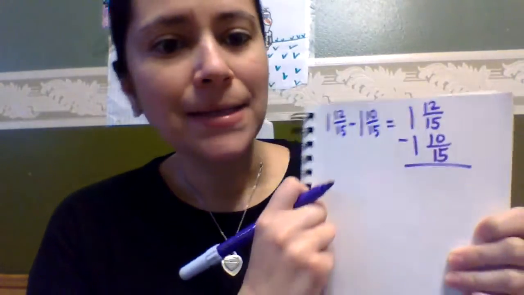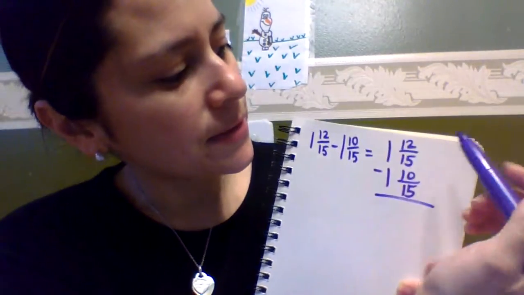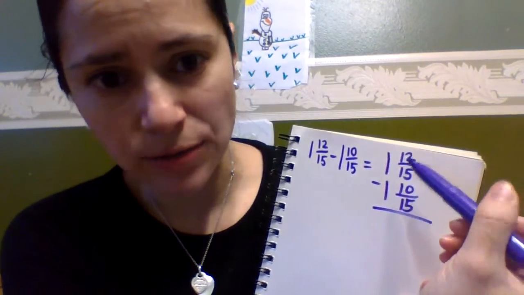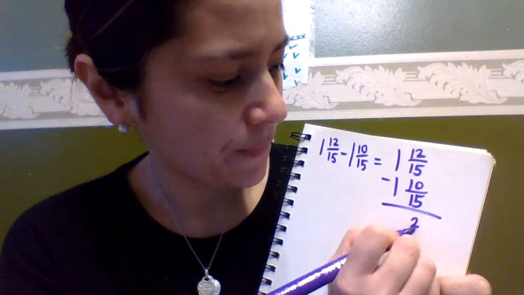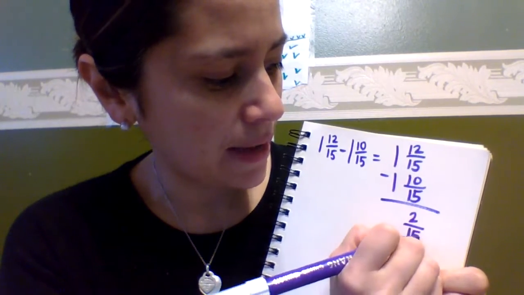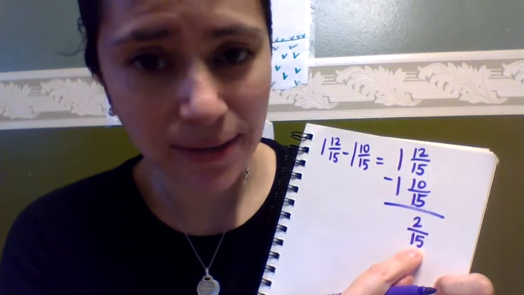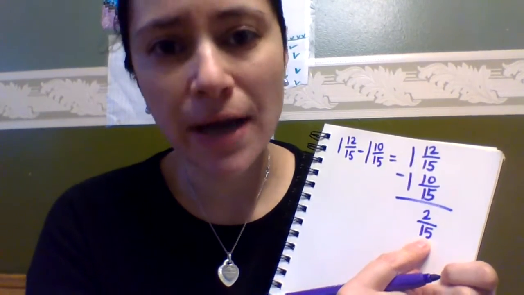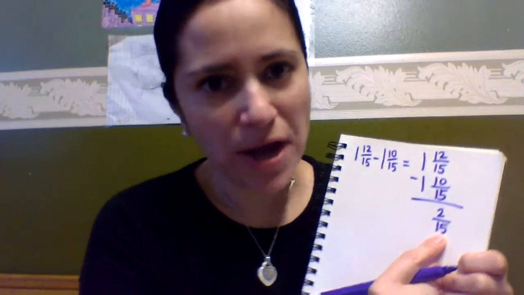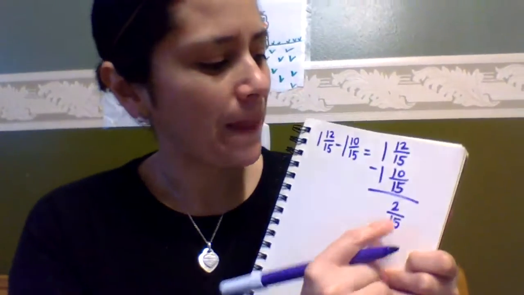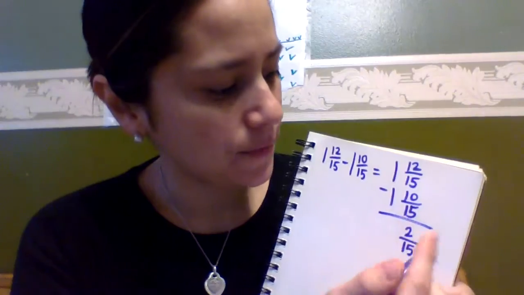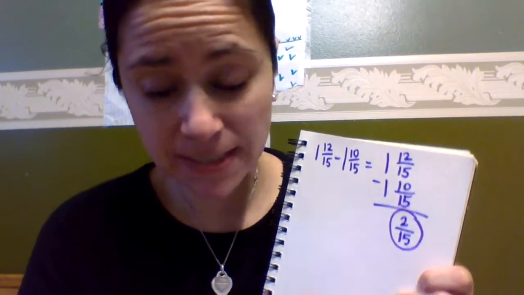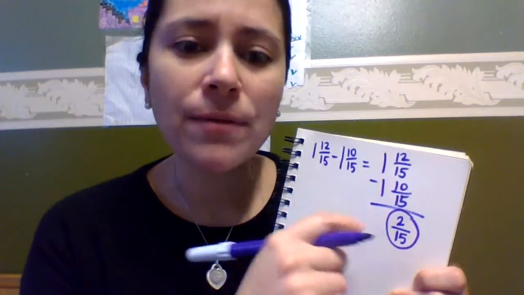Right? So then here we're able to see that 12 is bigger than 10, so we can subtract. 12 minus 10 is what? 2. Don't forget, your denominator stays the same. You're not subtracting the denominators, okay? The denominator stays the same, just like when you add, your denominator stays the same. When you subtract, your denominator stays the same as well. And then the ones cancel out. So your answer is 2/15.